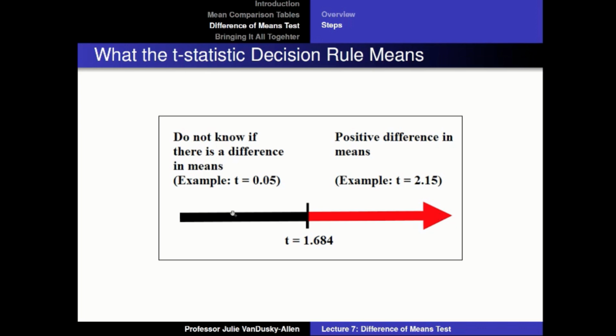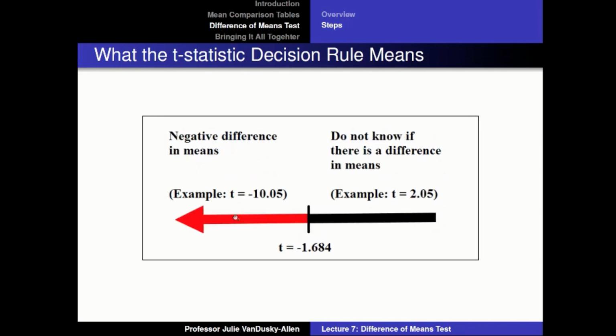If the t is less than 1.684, then you would say that you don't know if there's a difference in the means. Alternatively, if you think there's a negative difference in means and the t-value from table 6.4 that you use in your decision rule was negative 1.684, if the t you calculate is less than negative 1.684, then you could say there's a negative difference in means. If the t you calculate is greater than negative 1.684, then you say that you don't know if there's a difference in means.